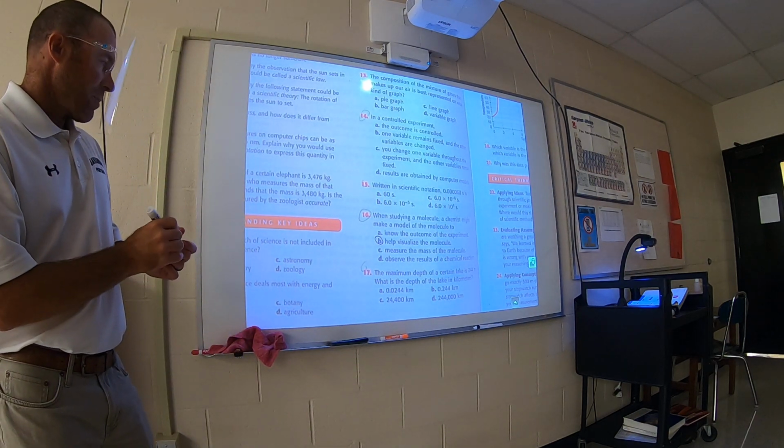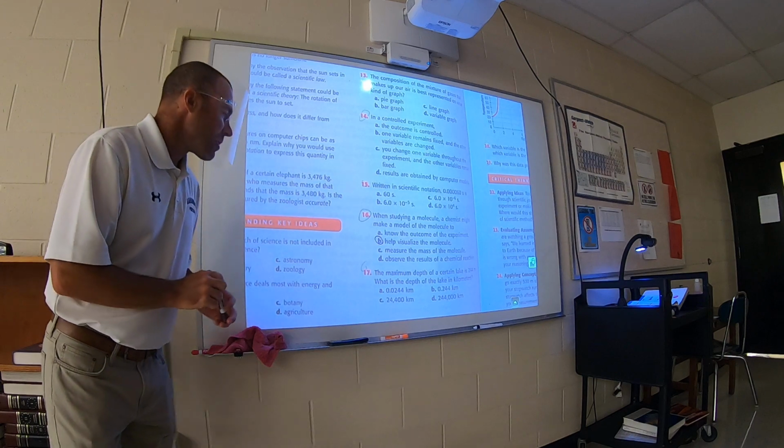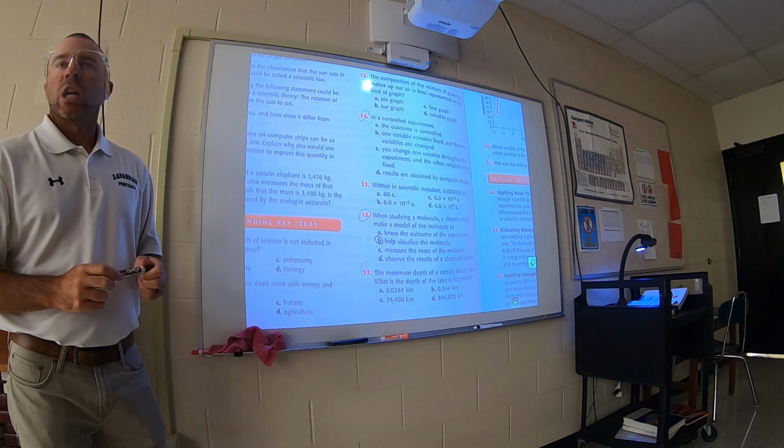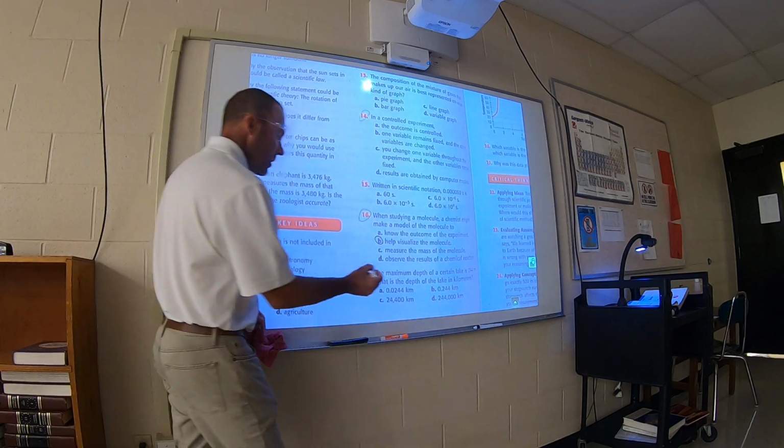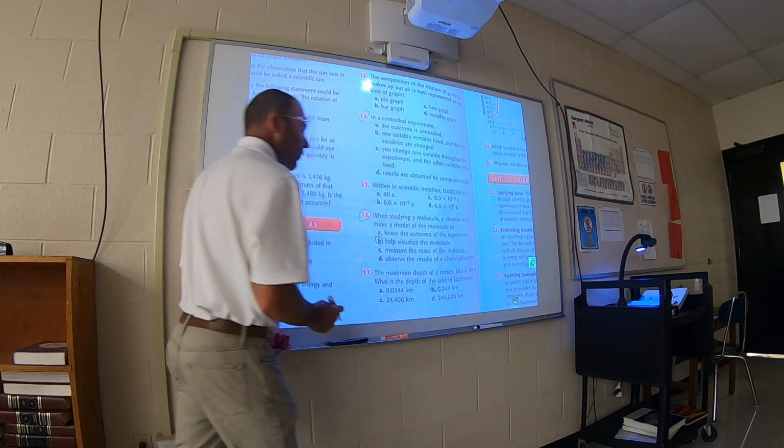Number 17, the maximum depth of a certain lake is 244 meters. How many meters are in a kilometer? 1,000. So this would be how many kilometers? B, 0.244 kilometers.